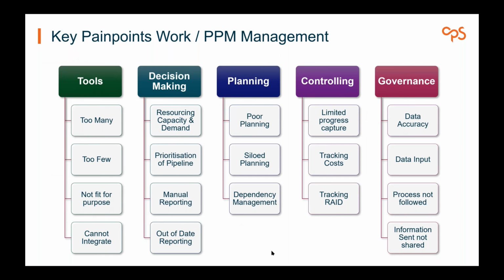Then we can look at controlling. So how do we track costs? How do we track different RAID items from a single project point of view, a portfolio point of view, a program point of view, and even an organization point of view? How do we make sure that we have a single view so that we can review the appropriate work accordingly and ensure that items are being progressed and mitigated appropriately?